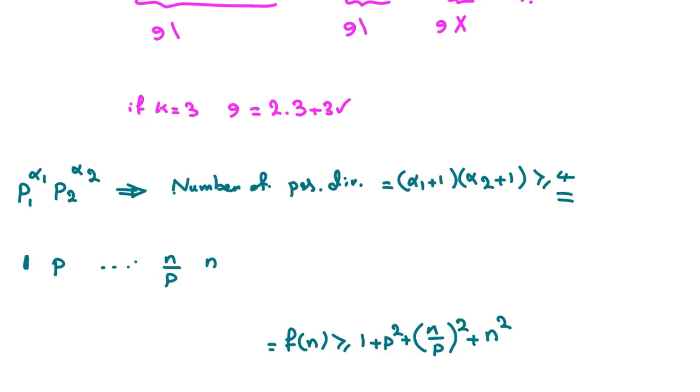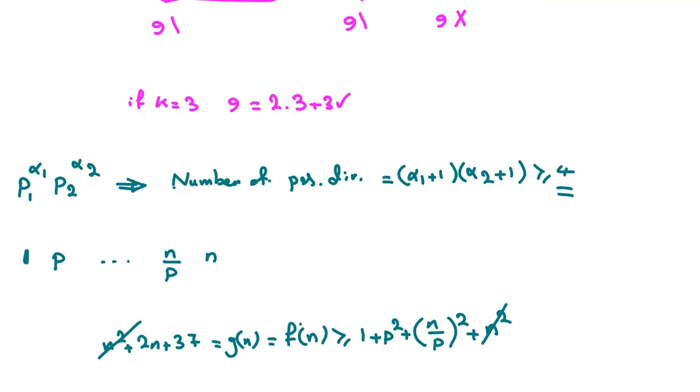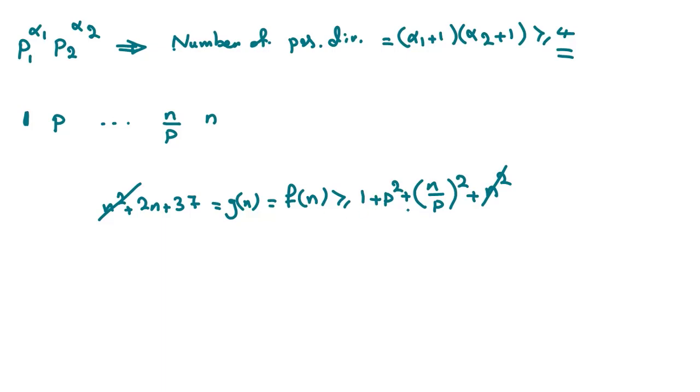Okay. G of n was what? It was n squared plus 2n plus 37. If we cancel n squared, as you can see, it seems that this part should be greater and we can reach a contradiction. So let's consider this part. Maybe for only some special cases they can be equal. So 2n plus 37 is greater. Let's subtract 1 from both sides. 2n plus 36 is greater than or equal to p squared plus n over p whole squared.